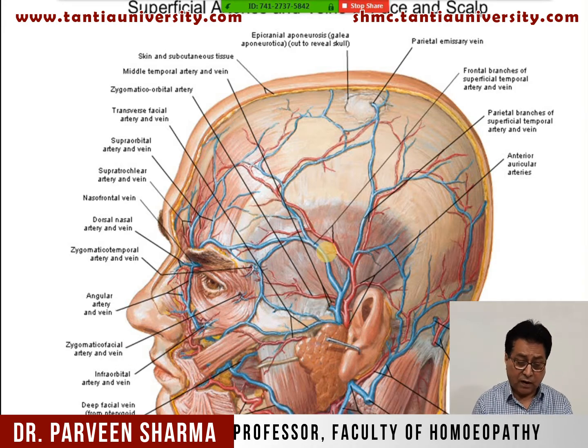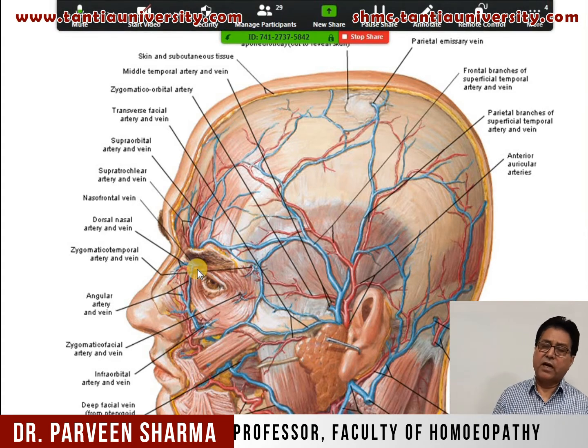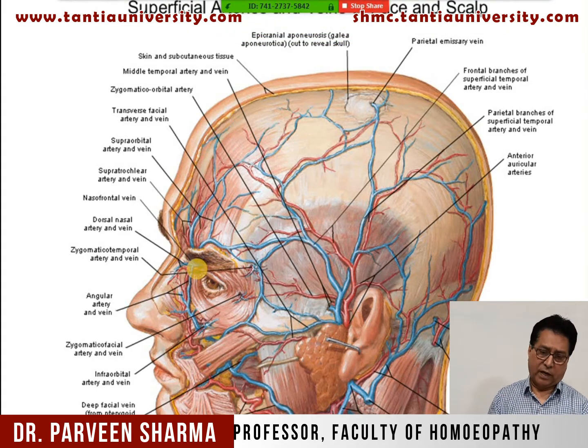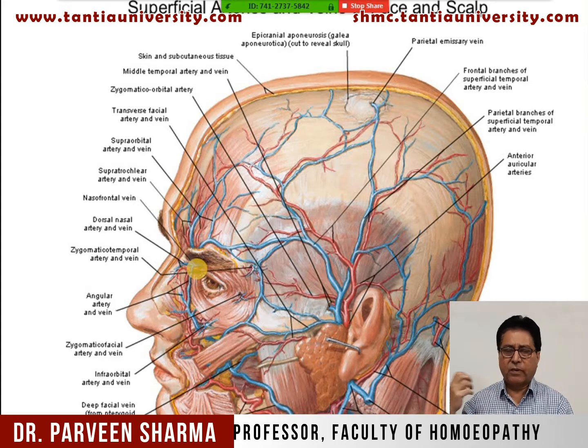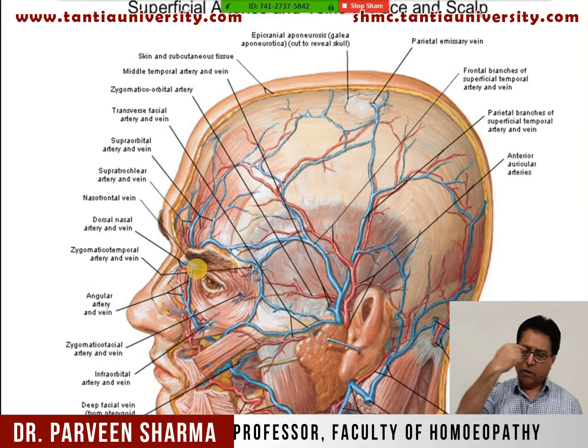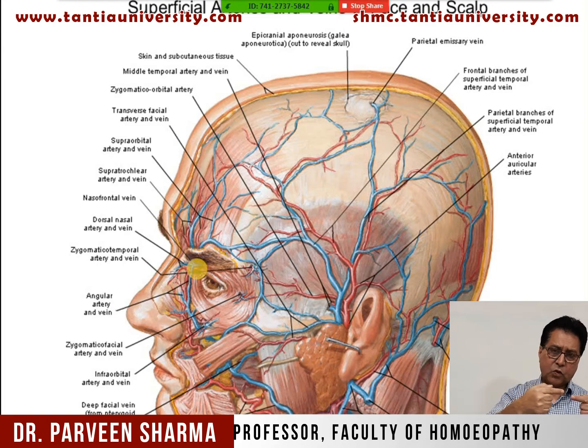Then it runs upward. And finally at the medial angle of the eye, here you have medial angle of the eye, and here it anastomoses with the dorsal nasal branch of ophthalmic artery. So just now I told you the facial artery is a branch of external carotid artery. Now at the medial angle of the eye, it anastomoses with the branch of ophthalmic artery, which is in turn a branch of internal carotid artery.